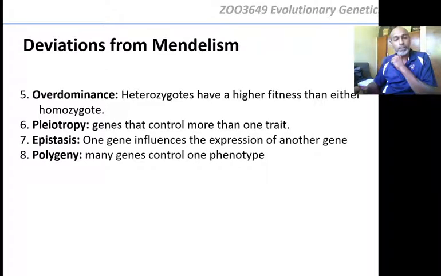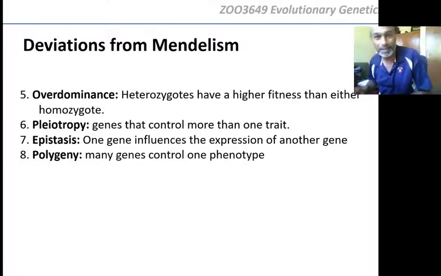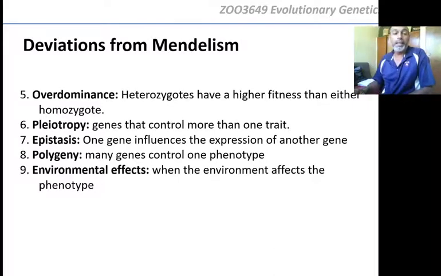Then we have polygeny, and this is when there are several different genes that are controlling a single phenotype, like skin color, for example. There are many genes involved in the color of our skin. And yet, what is the phenotype? It's one color, right? But many genes are going to make that color. So then you have environmental effects, when the environment actually affects the phenotype. Remember, the phenotype is what? Genotype plus environment.